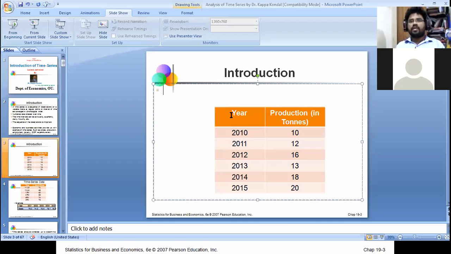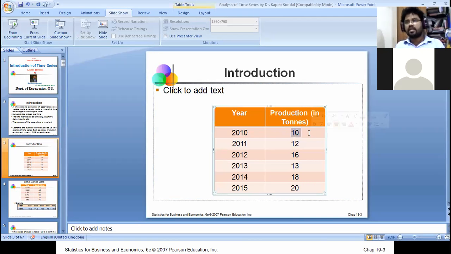See here, if you take year wise, 2010, how much did you produce of cotton? 10 tons. So your production is in tons. In 2011, how much did you produce? 12 tons. Then 16 tons, then 13 tons, then 18 tons. In 2015, you produced 20 tons. So this is the time series data.